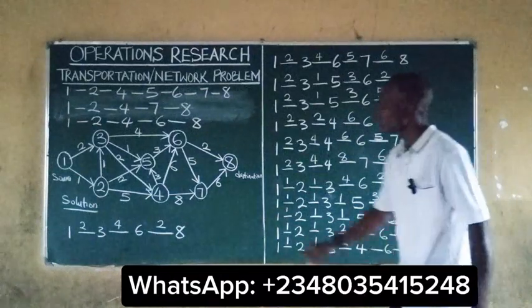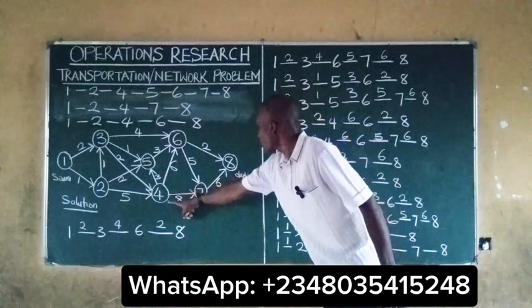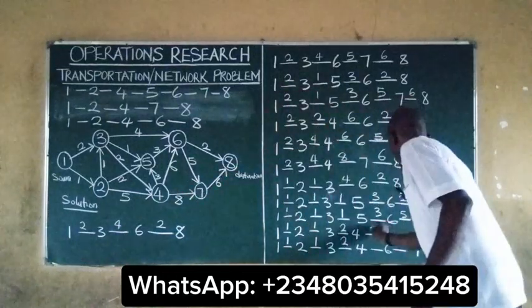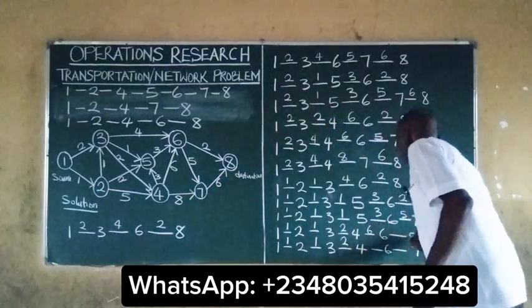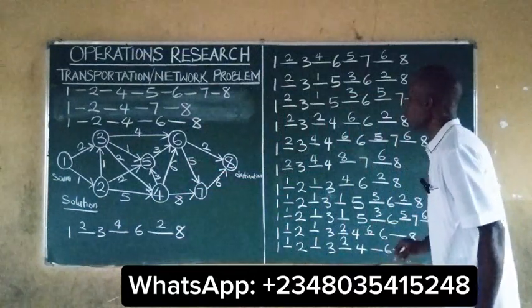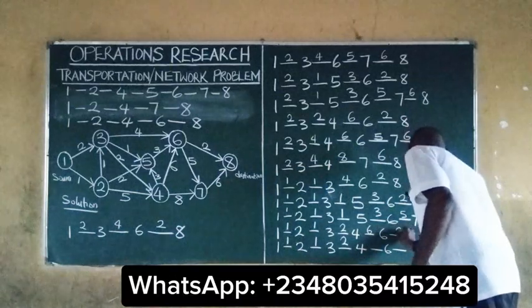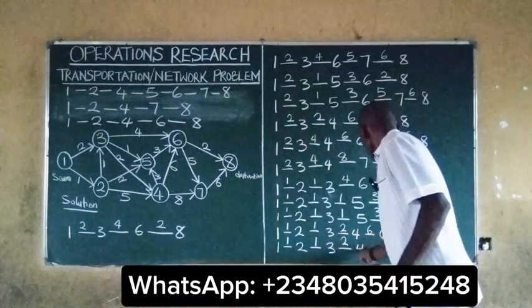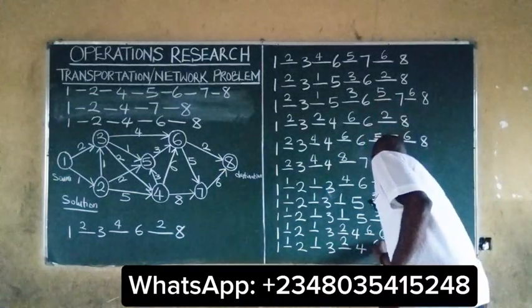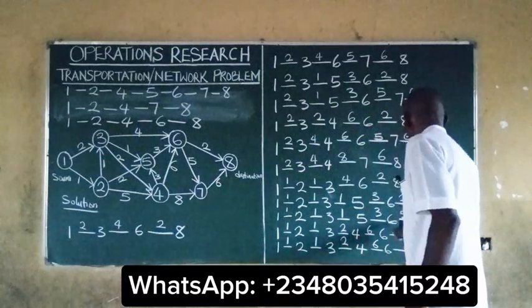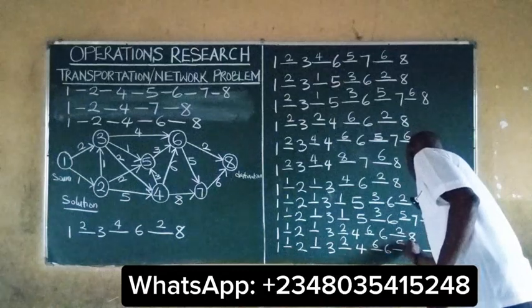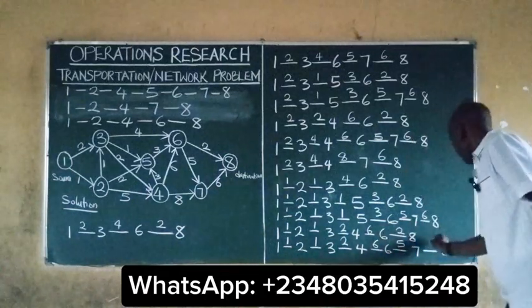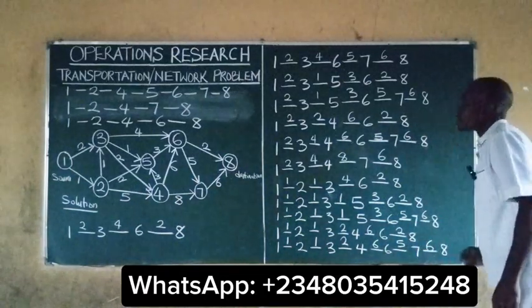4 to 6 we have 6 kilometers. 6 to 8 we have 2 kilometers. 4 to 6 we have 6 kilometers. 6 to 7 we have 5 kilometers. And 7 to 8 we have 6 kilometers.